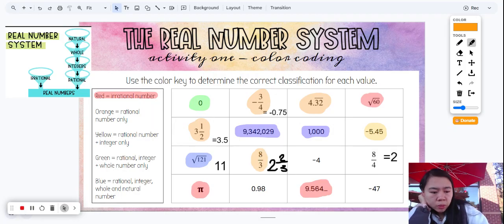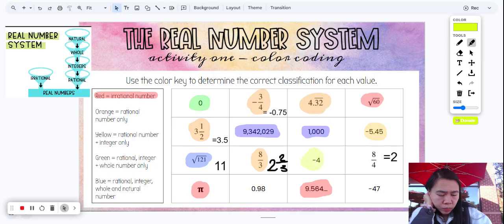Negative 4. Oh my goodness, my computer's gonna die. Negative 4 is an integer because it's negative. It's not whole or natural because it's a negative number. Whole numbers and natural numbers are positive. So this is a negative integer. If I threw the marble into integer, it would also hit rational. So it's integer and rational. Yellow. This is our first yellow one.